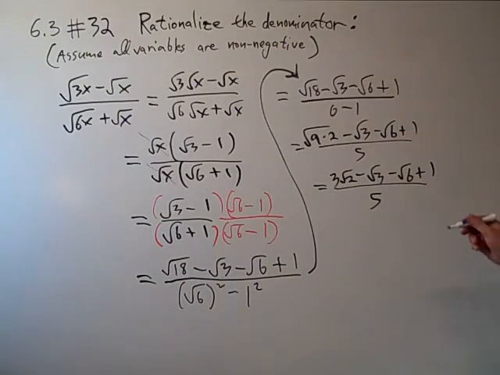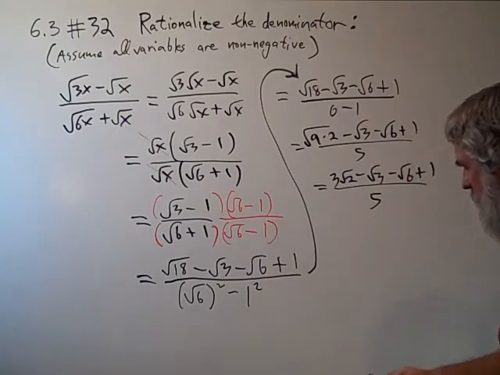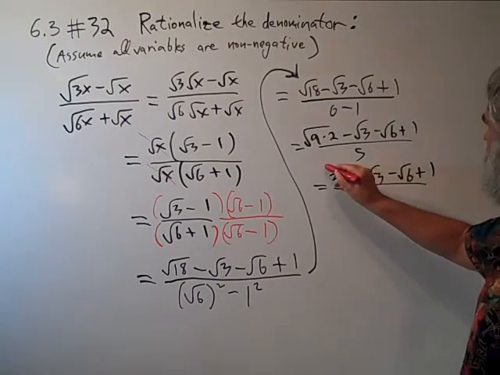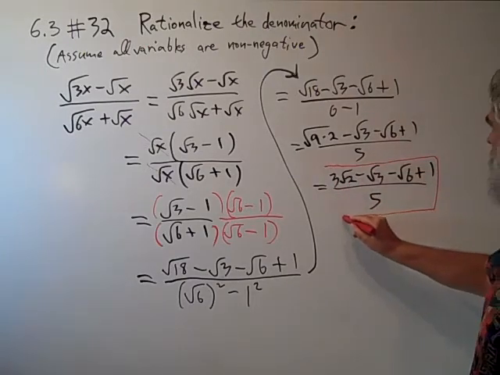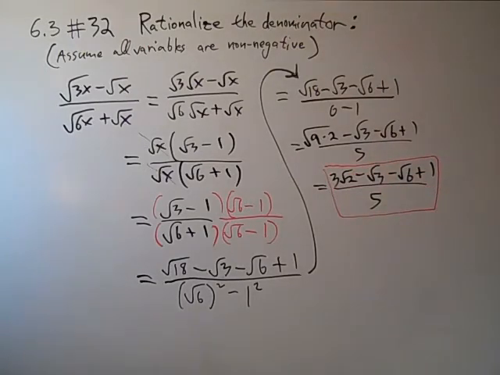So there we've done it. It's now simplified as much as possible. And we've got the rational number in the denominator. We've rationalized the denominator.